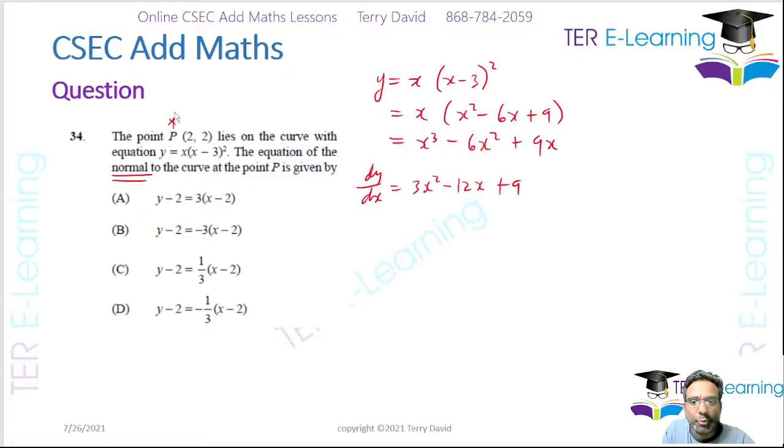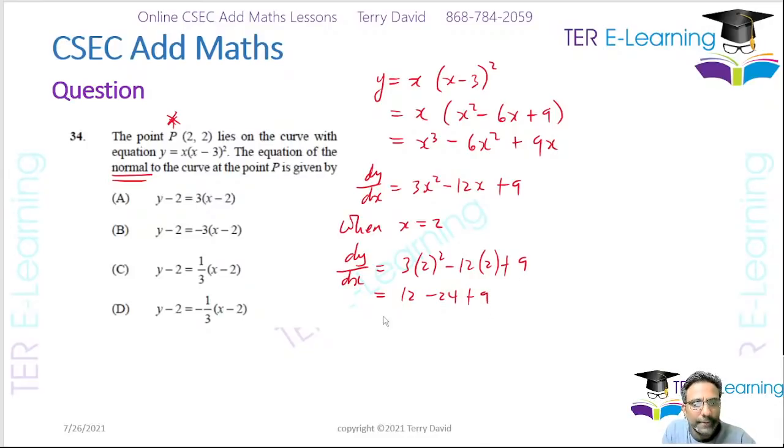Now, remember we're using the point P, which is (2, 2). So what we're going to say is when x is equal to 2, dy/dx is equal to 3 multiplied by 2 squared minus 12 multiplied by 2 plus 9. Right? So this is 2 2s are 4, 3 4s are 12, minus 24 plus 9. That's going to give me 12 minus 24, and that's going to give me minus 3.